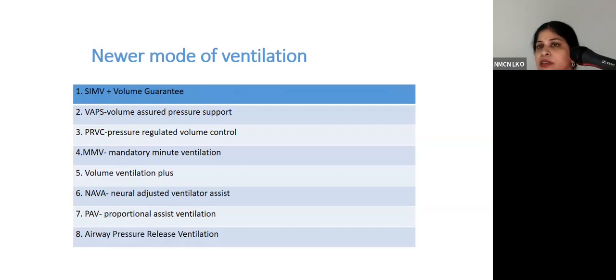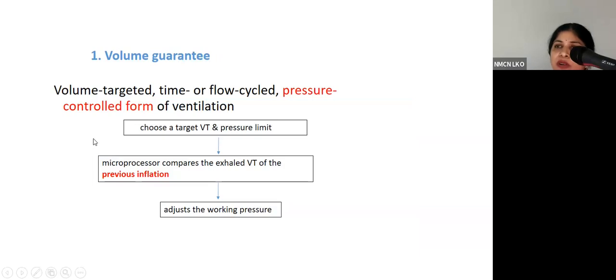Whenever we choose a mode of ventilation, either pressure-limited or volume-limited, there is another variable which varies. In pressure-controlled ventilation, tidal volume varies. In volume-controlled ventilation, the pressures vary. So some amount of ventilation-induced lung injury is happening. The newer modes of ventilation try to control both within set limits. In the case of volume guarantee, it is a volume-targeted, time or flow cycled, pressure-controlled ventilation. It remains pressure-controlled ventilation.